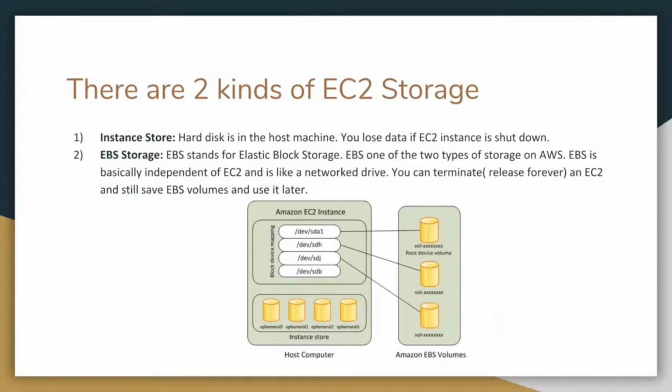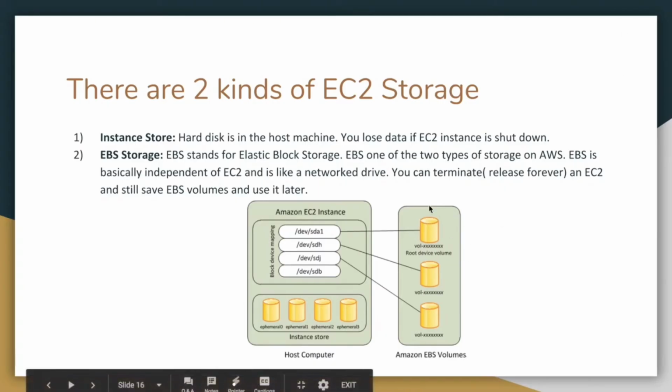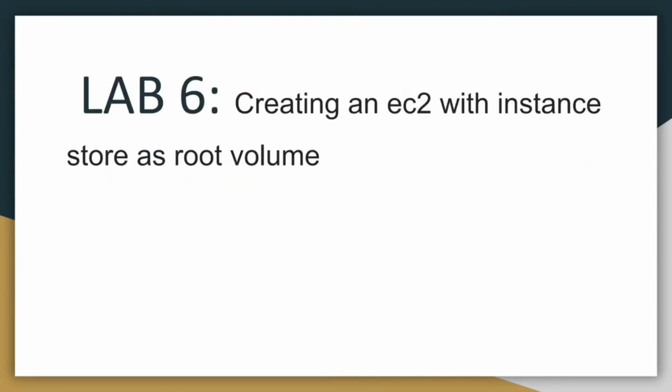Welcome back. In the slides, we talked about two kinds of EC2 storage, one of them being the EBS volumes, and the other being the instance store. The instance store volumes are the volumes physically attached to the host machine, where your EC2 instance lives. So far we've been using EBS volumes only to launch our instances. And in this lab, we'll be creating an EC2 instance with instance store as root volume.